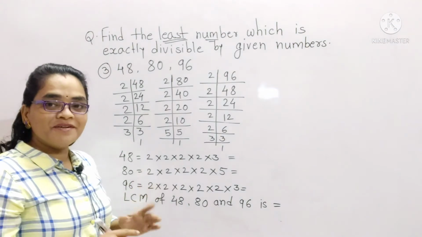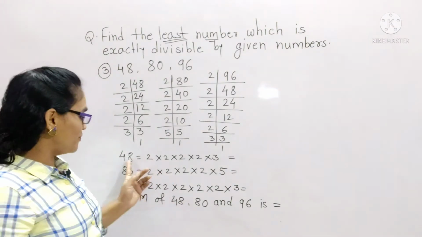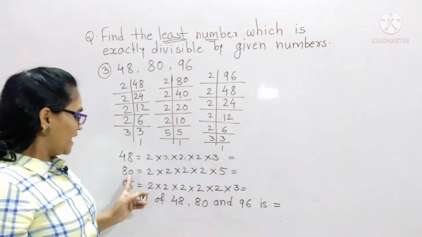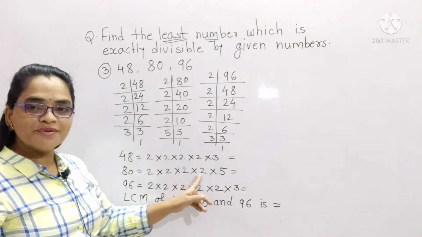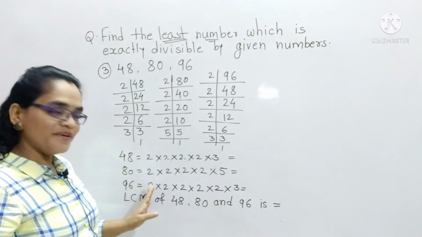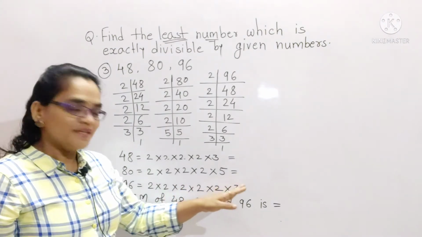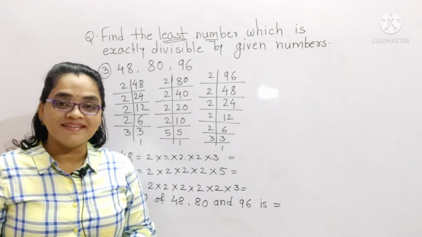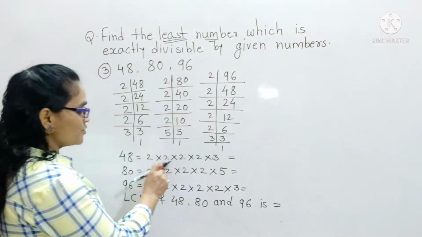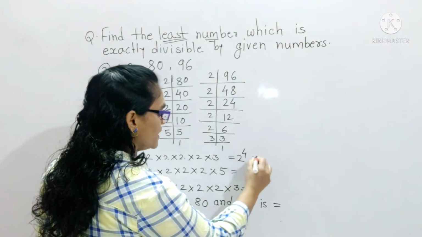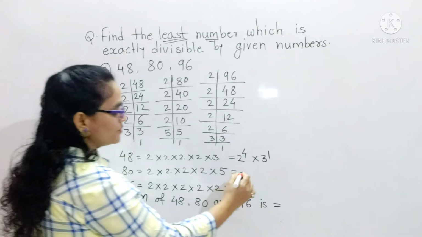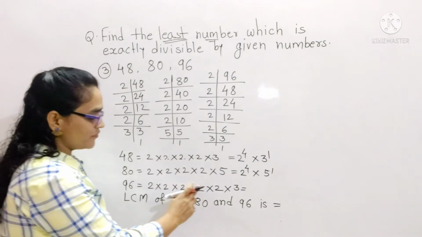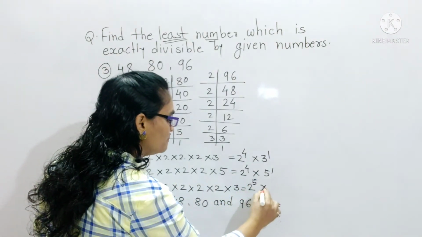Then write the prime factors as product form. 48 is equal to 2 into 2 into 2 into 2 into 3. 80 is equal to 2 into 2 into 2 into 2 into 5. 96 is equal to 2 into 2 into 2 into 2 into 2 into 3. And then next step is write these factors in exponential form. That is 2 occurs 4 times, means 2 raised to 4 into 3 raised to 1. Here also 2 raised to 4 into 5 raised to 1. And here 2 occurs 1, 2, 3, 4, 5 times, so 2 raised to 5 into 3.